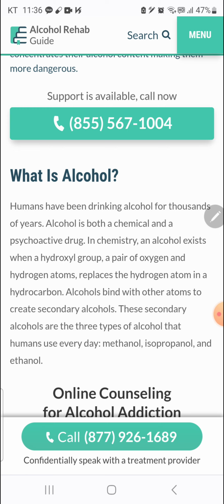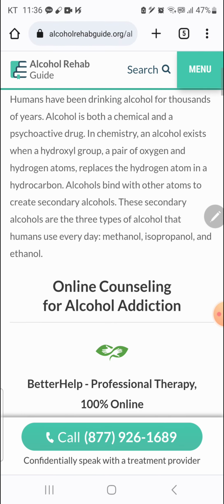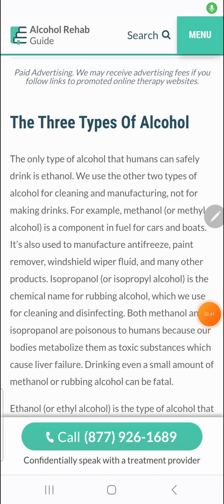These secondary alcohols are the three types of alcohol that humans use every day: methanol, isopropanol, and ethanol. Interesting. The three types of alcohol. The only type of alcohol that humans can safely drink is ethanol. We use the other two types of alcohol for cleaning and manufacturing, not for making drinks.